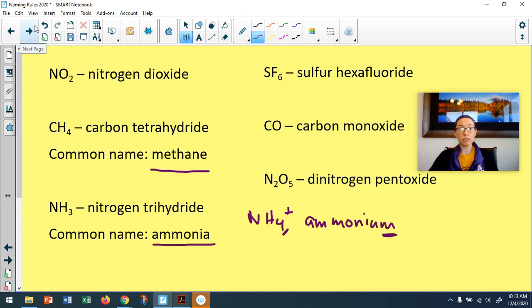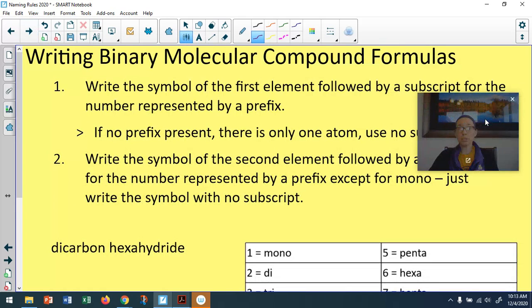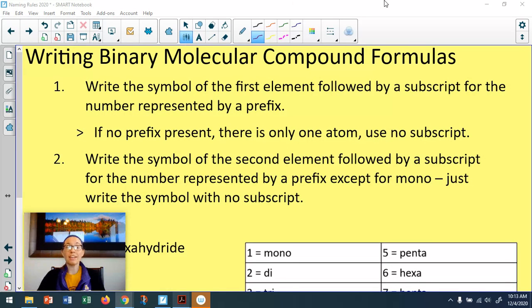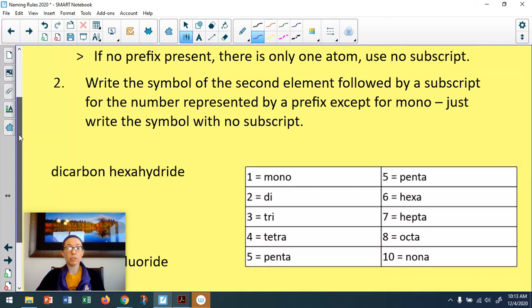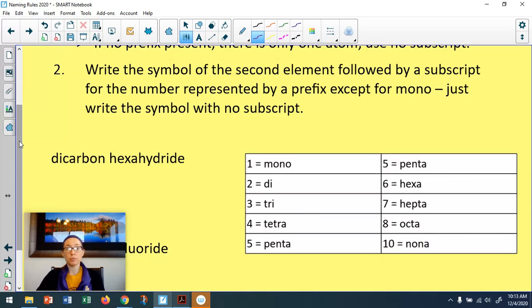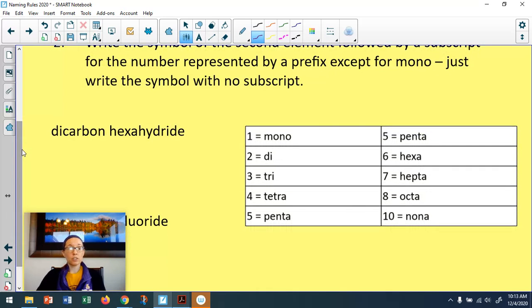Now, let's write some formulas. These ones are pretty straightforward. So the name tells us exactly how many of each are in the formula. All we have to do is format with the appropriate subscript. With the first element, remember that that nonmetal doesn't use a prefix if there's one. So if you see no prefix, just write the symbol, no subscript. If you see mono in the second element, we're going to just write the element same way, no subscript when there's only one. So when we look here at dicarbon, we see that di means 2.